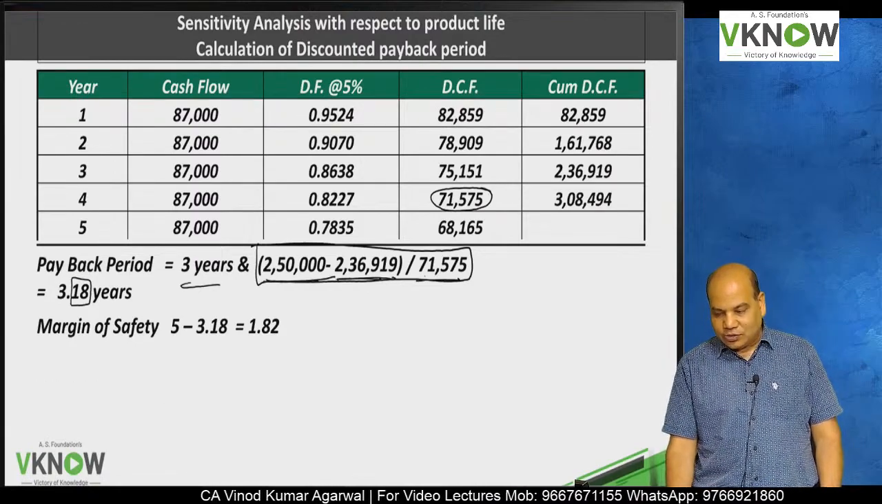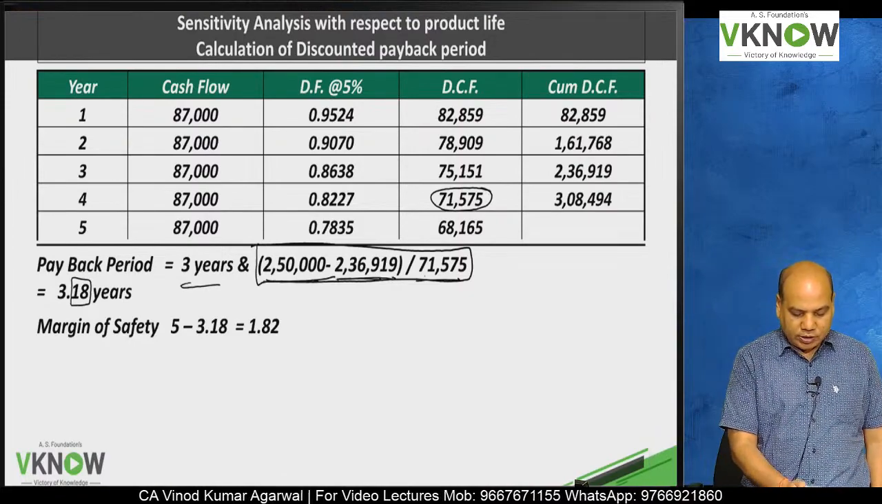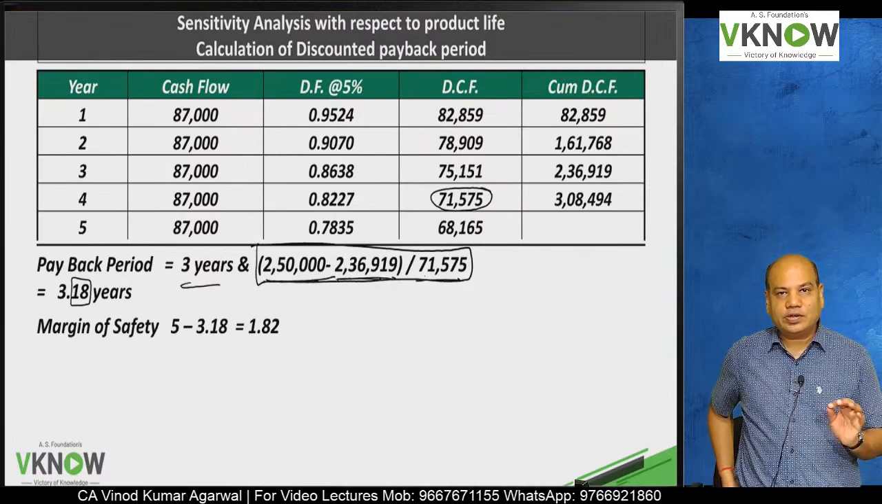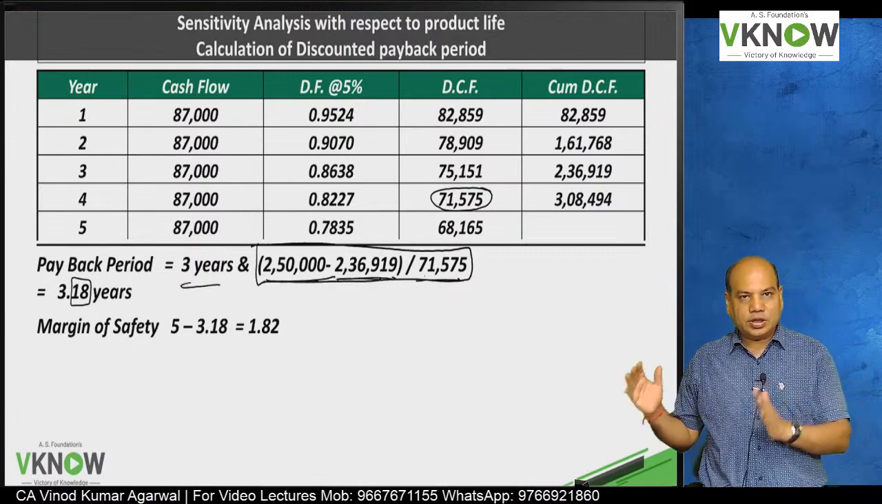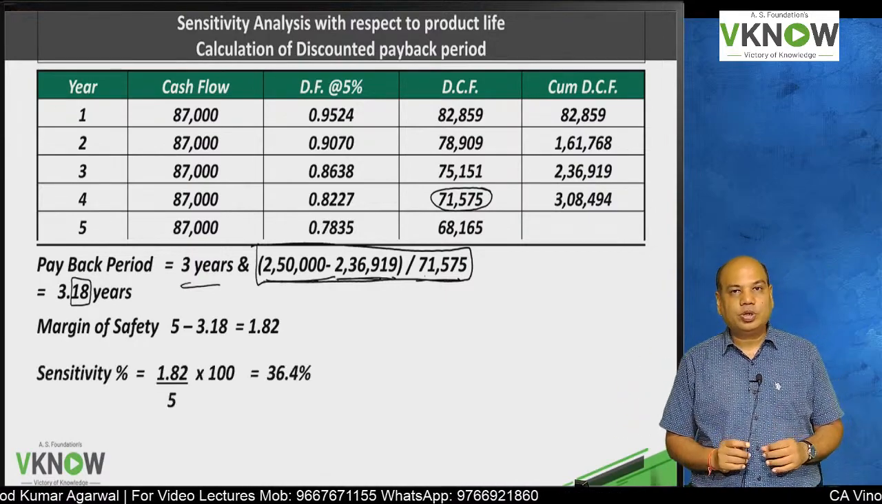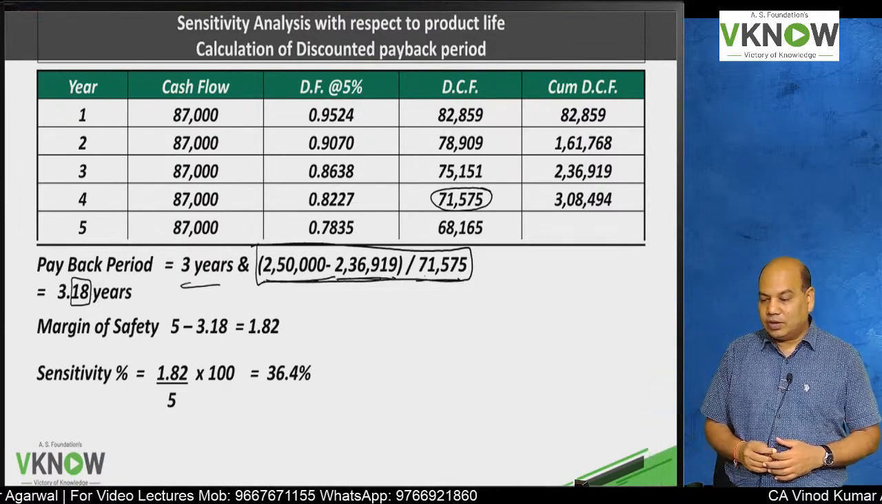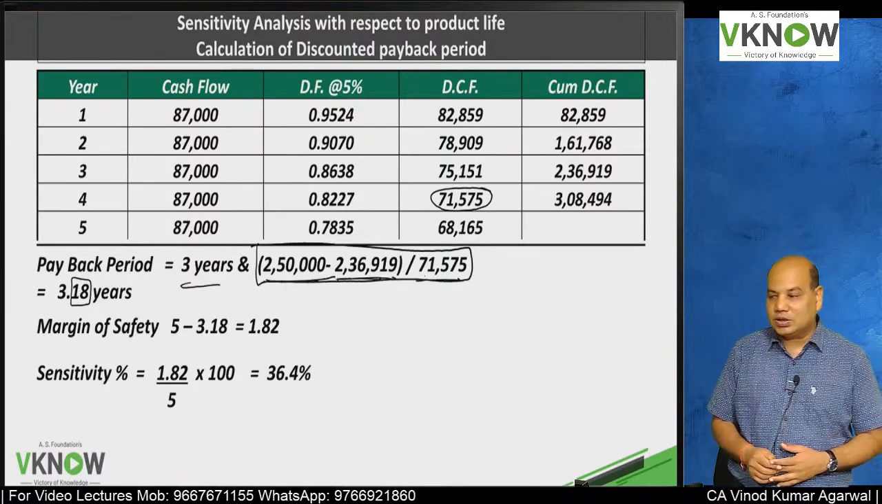And therefore margin of safety is, my original estimate is 5 years. Minimum project should run for 3.18 years. So I have a margin of safety of 1.82 years. Margin of safety divided by initial estimate is sensitivity percentage.